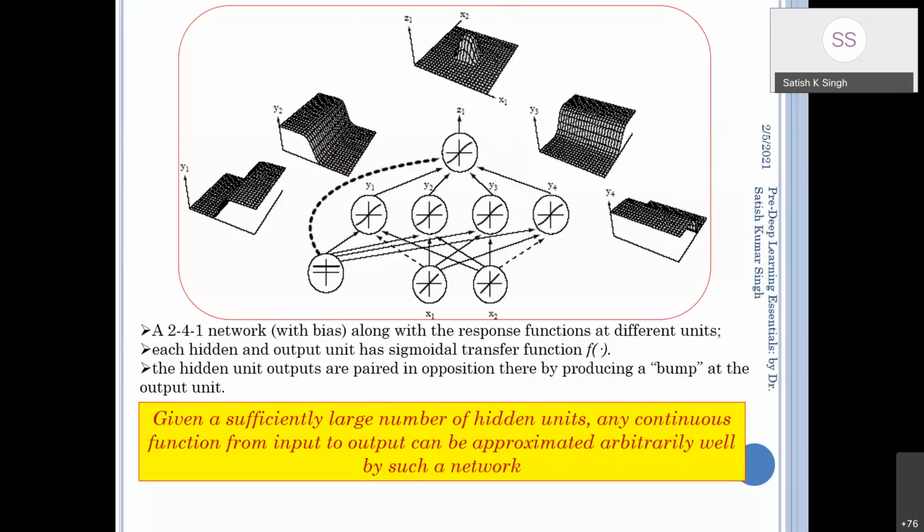So what is the takeaway? Given a sufficiently large number of hidden units, any continuous function from input to output can be approximated arbitrarily well by such a network. It is possible.